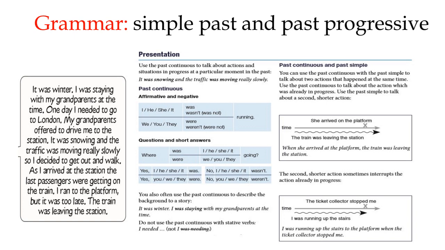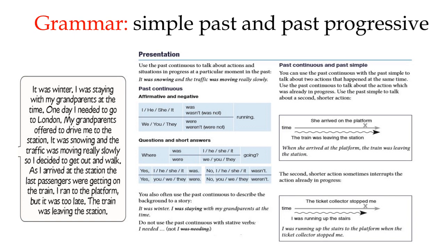This is past continuous. So I decided to get out and walk. I decided. This is a regular verb. The verb is to decide plus ed. As I arrived at the station, the last passengers were getting on the train. As I arrived. This is only simple past, not past continuous. Arrive plus d. Regular verbs which end with e, we add just d. The last passengers were getting on the train. Why were? Because the pronoun which refers to passengers is they. So we say they were, not they was.